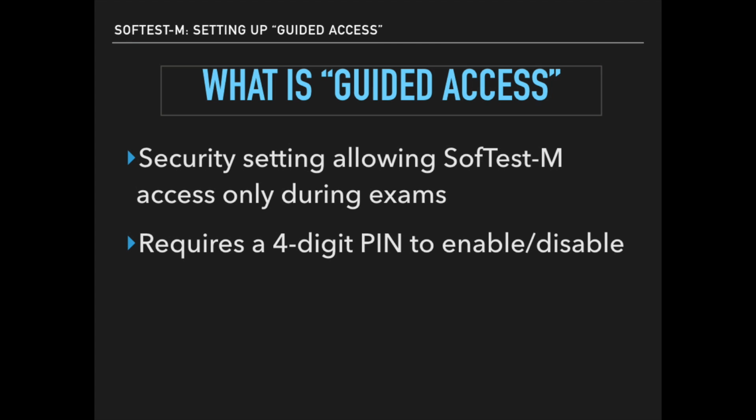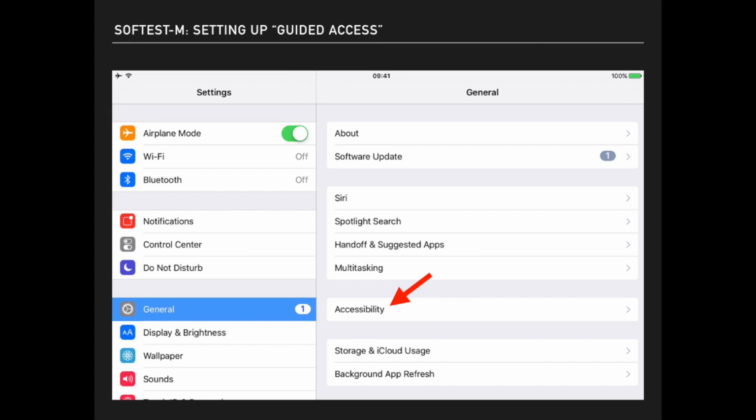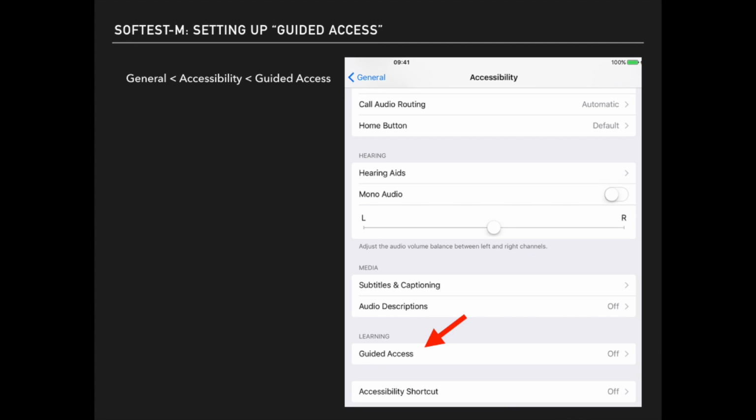Guided access requires a 4-digit PIN to enable and disable the function. This video tutorial will show you how to do this. And just a reminder, for every secure exam, guided access must be turned on before you can even open the exam. To turn on guided access and set your security PIN code, go into General and find Accessibility. Next, under the Accessibility options, find Guided Access.